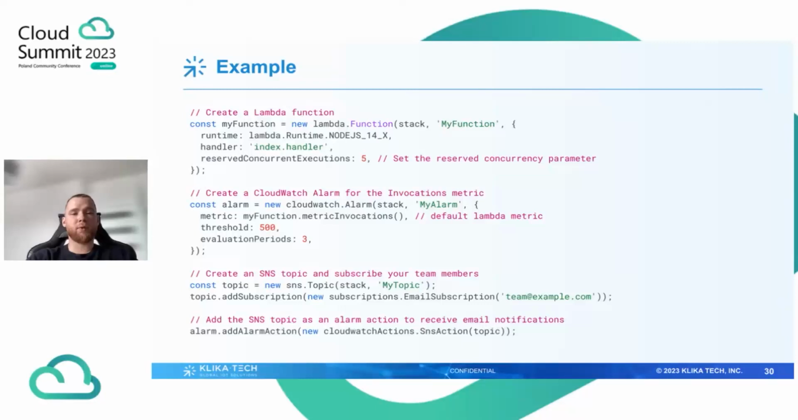So, as you may see, collecting metrics and setting alarms is essential for proactive monitoring and optimization of AWS applications. By using the AWS Cloud Development Kit, developers can define and deploy CloudWatch metrics and alarms using code, which increases efficiency and reduces the risk of manual errors.